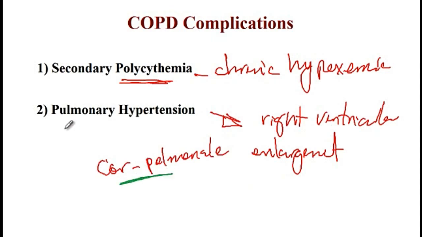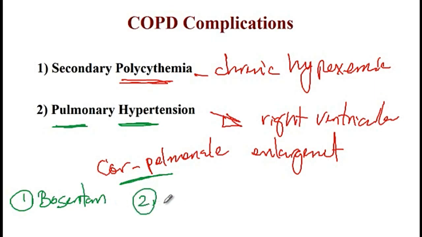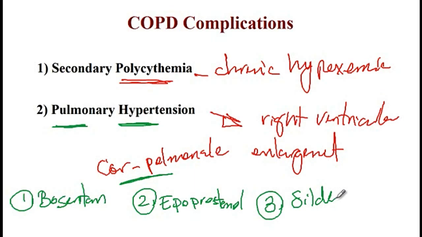Now, there are medications that you can prescribe to help control pulmonary hypertension, and these medications include the bosentan, which is the endothelin-1 receptor antagonist. You can also provide them with the prostacyclin medications, like, for instance, epoprostenol. And then finally, you can provide them with the phosphodiesterase 5 inhibitor, sildenafil, to help control the pulmonary hypertension.